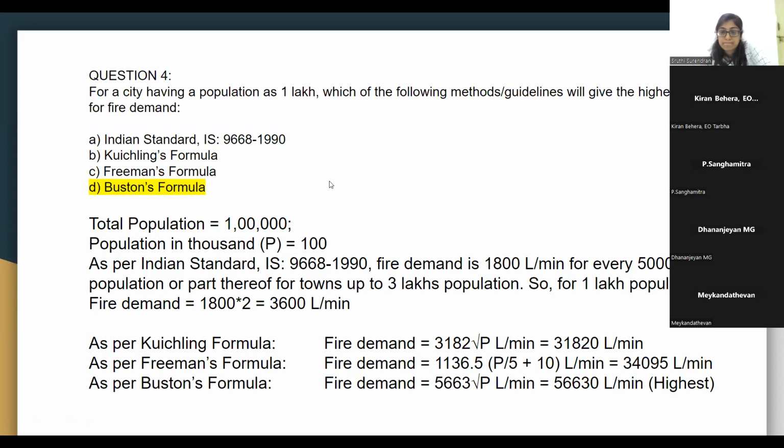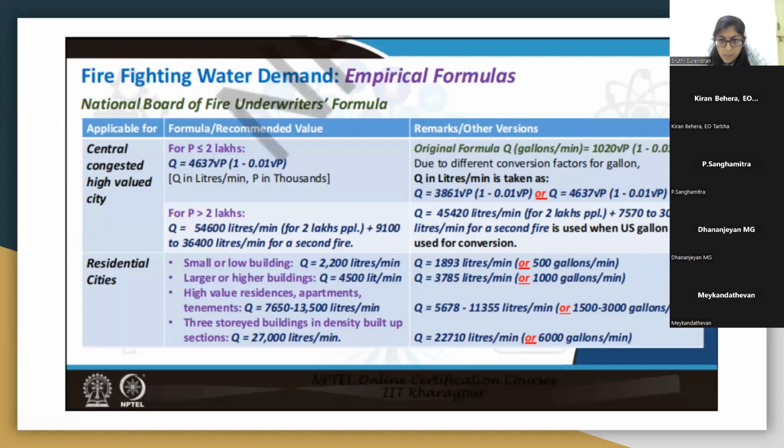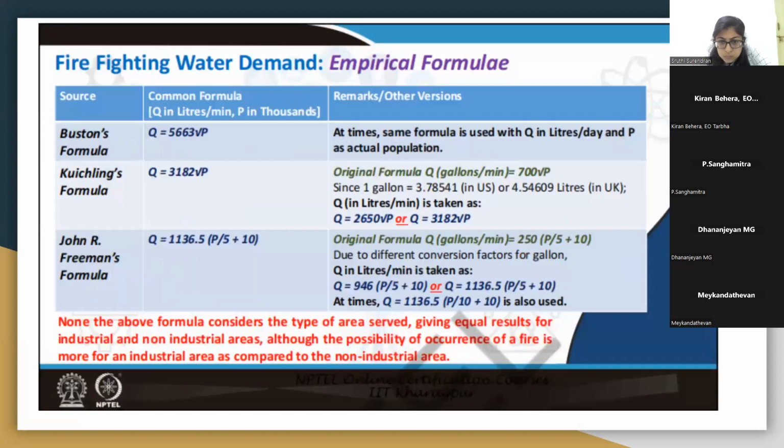Please ask. Good evening, ma'am. Yeah, sure. Regarding Freeman's formula, in this slide it has mentioned 1136.5 (P/5 + 10). This is the formula you have given. But I have seen some reference that has 1136 (P/10 + 10). Are both the same, or is it correct, ma'am? Here they've written that at times this is also used.